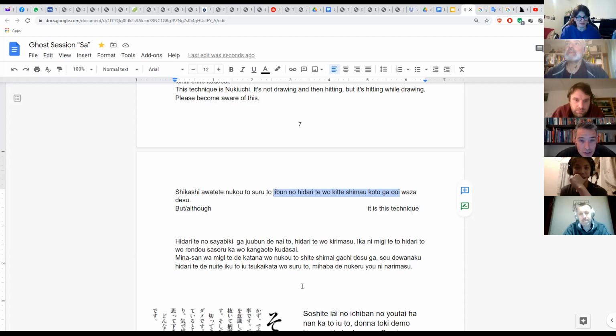Must cut. Kitte shimao doesn't mean must cut, but it's to do with cutting. We'll do the cut. Shimao, do you remember this shimao? No. This means to do something with regret. To unfortunately cut. Oh, that's a pity. Yes. Oops, I've cut my arm off. That's a pity.